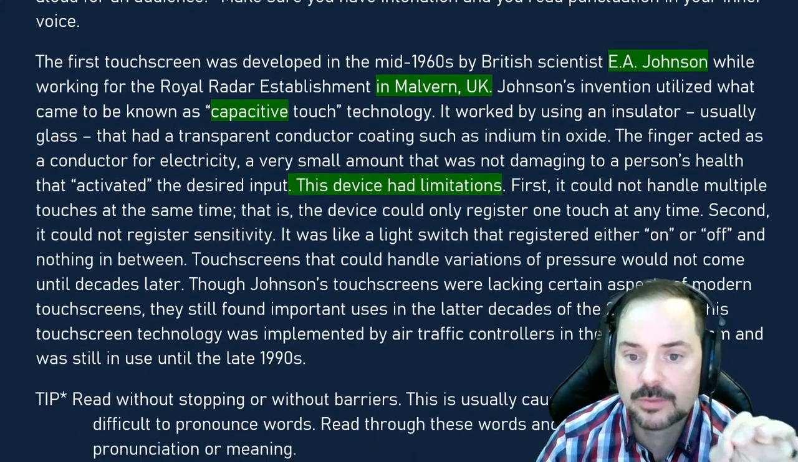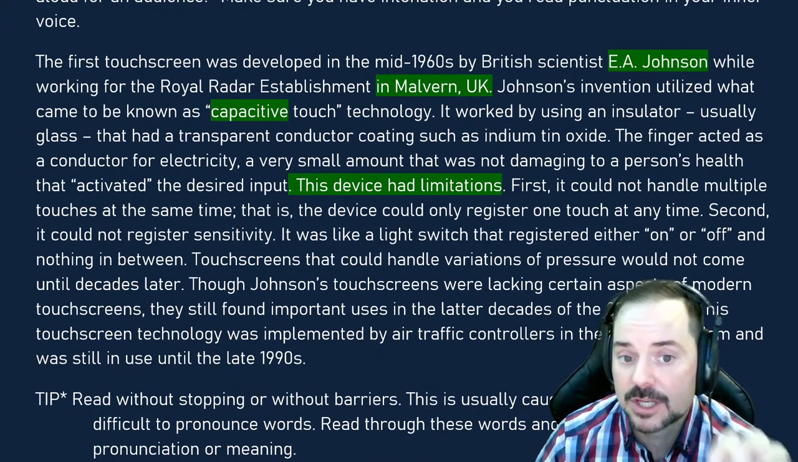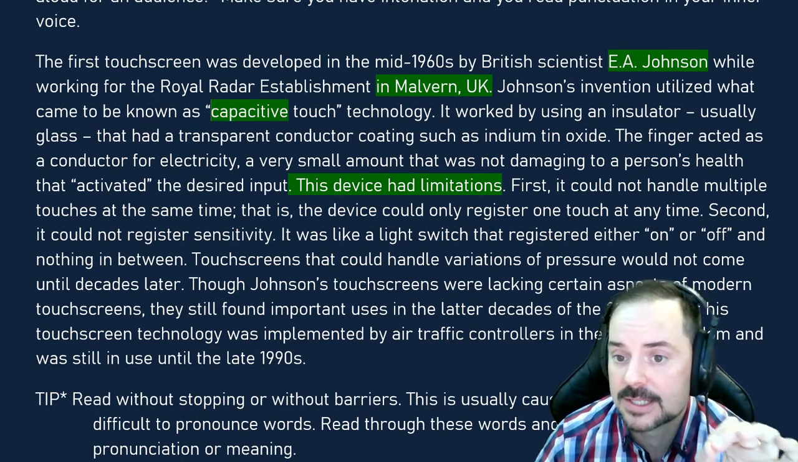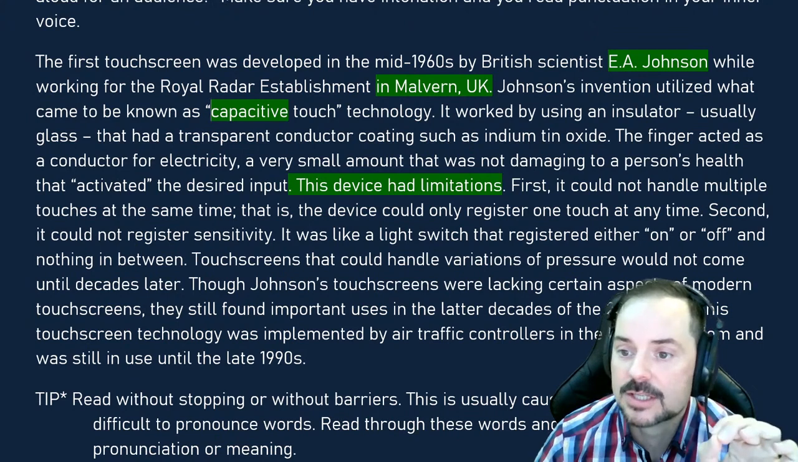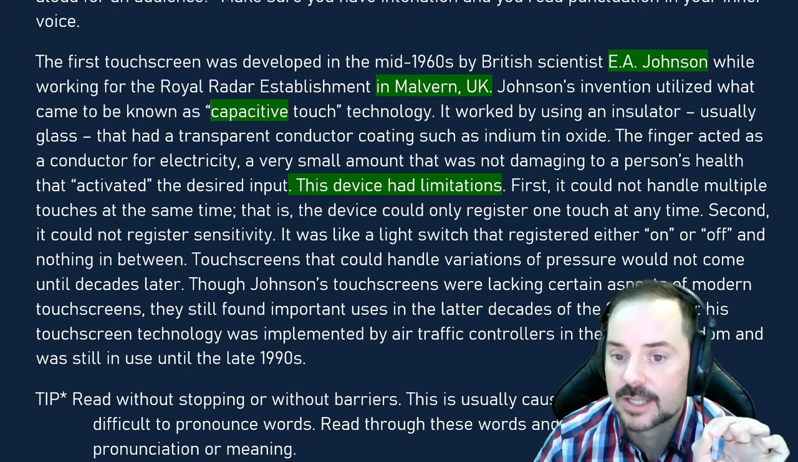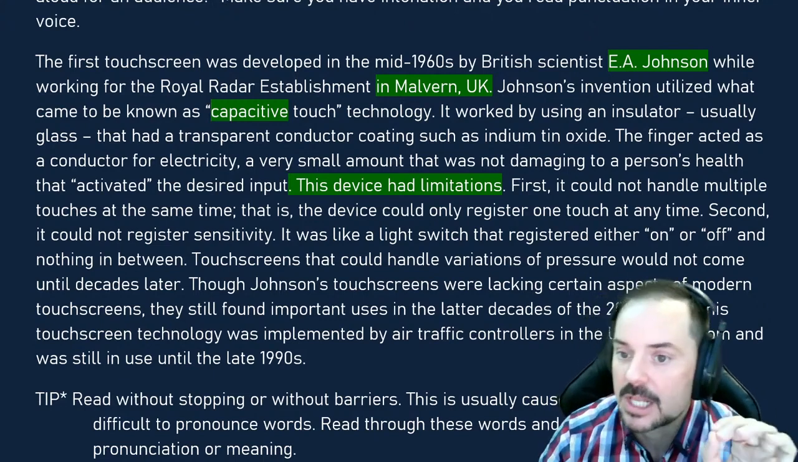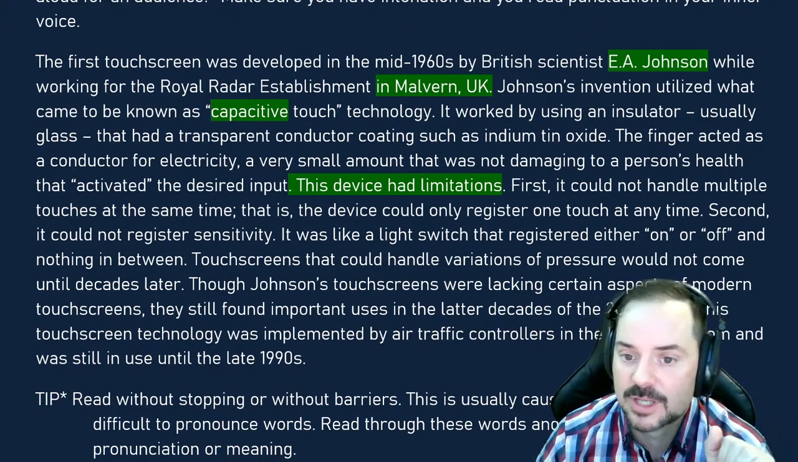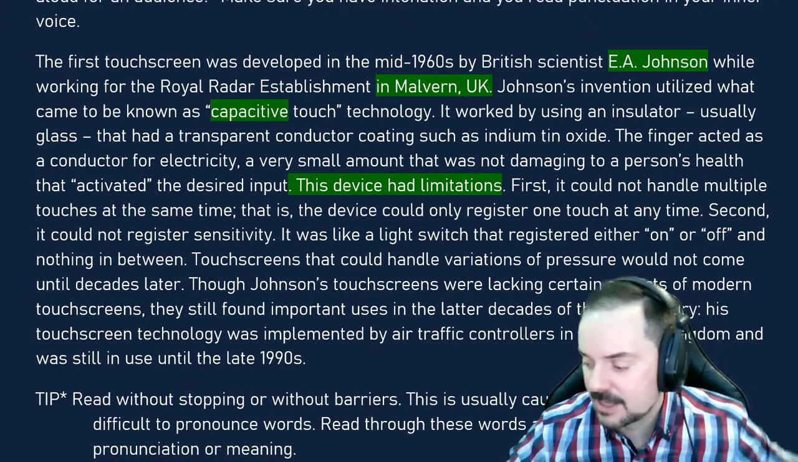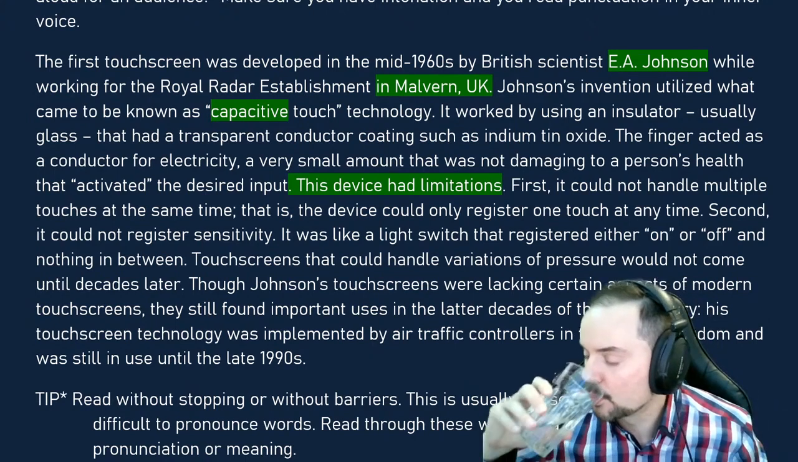So I'm going to reread this sentence now. The first touchscreen was developed in the mid-1960s by British scientist E.A. Johnson while working for the Royal Radar Establishment in Malvern, UK. Johnson's invention utilized what came to be known as capacitive touch technology. It's actually two sentences, but that's what you do. Now try to read this sentence one more time. Can you see the sentence? Can you read it one more time for me?